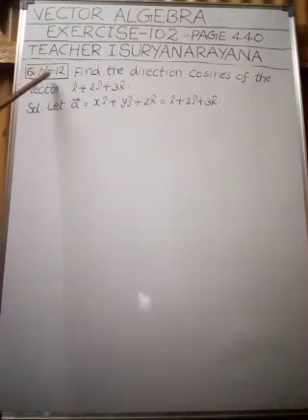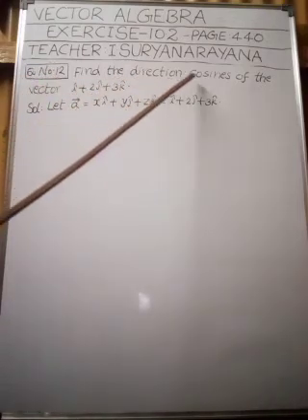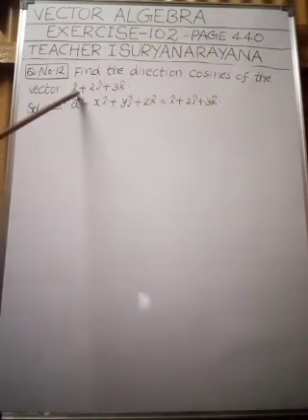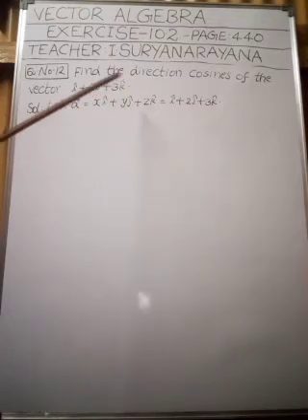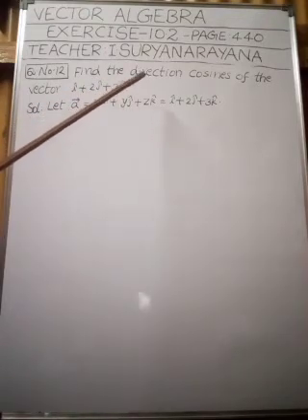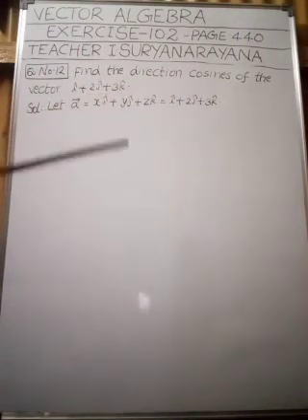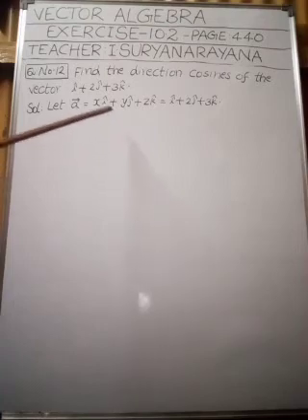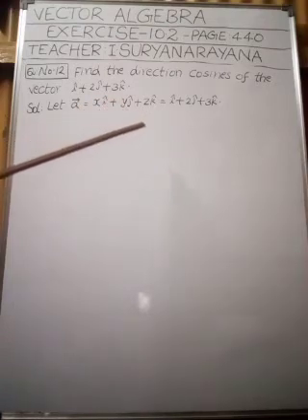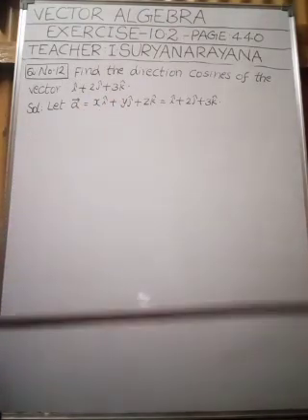Right. Now come to question number 12. 12th question in the exercise. Find the direction cosines of the vector i cap plus 2j cap plus 3k cap. Understood this question, my dear children? A vector is given. We have to find the direction cosines of this vector. Okay, my dear children? This is nothing but just like finding a unit vector. Okay, my dear children?